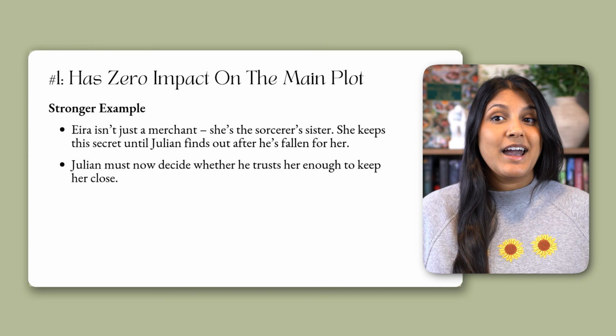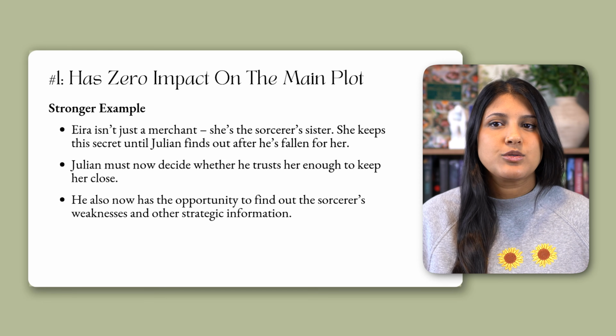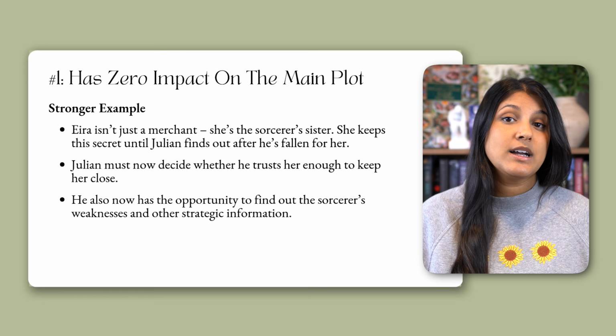And more importantly, Era knows her brother's weaknesses, the layout of his fortress, the ritual he's planning, so then the romance isn't just emotional stakes anymore, it's strategic. Now the subplot directly impacts the main plot. Julian's relationship with Era becomes both his greatest vulnerability and his best weapon. The difference now is that the subplot isn't just running parallel to the main story, it's interwoven with it.